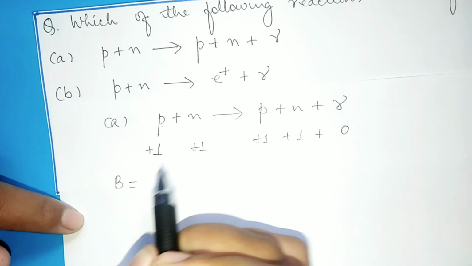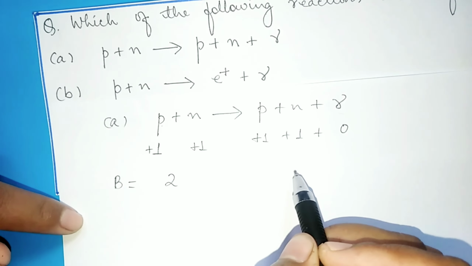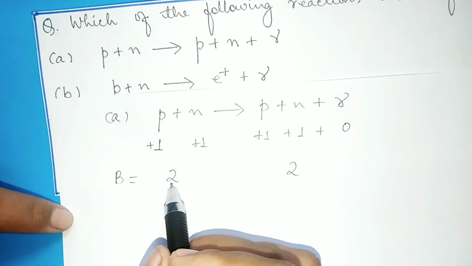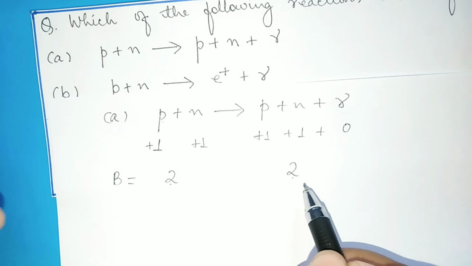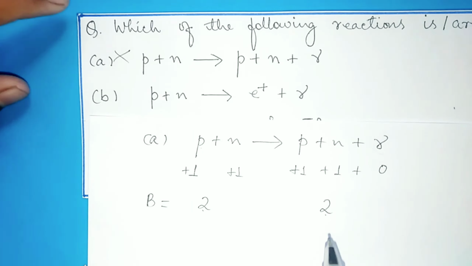So B, on the left, if we add, we have 2, right? On the right also, if we add, we have 2. Now here we have 2 on the left, 2 on the right. So baryon number is conserved, okay? So we cannot take this one.